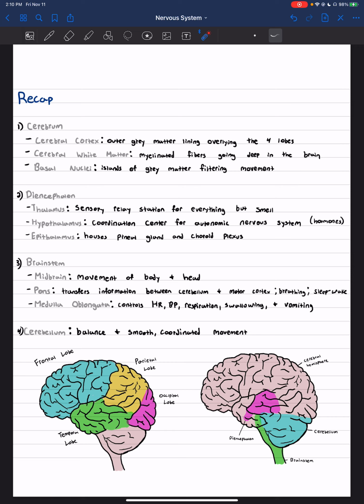With that being said, that is all I have for y'all for this video. We talked a lot about the four primary brain regions and the lobes, but I hope this information was helpful. We will cover more later.